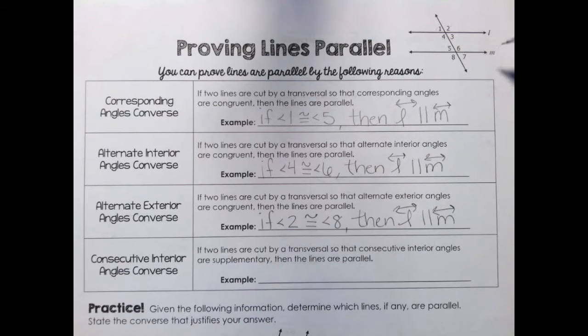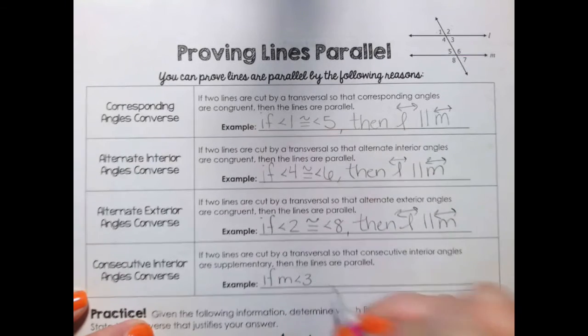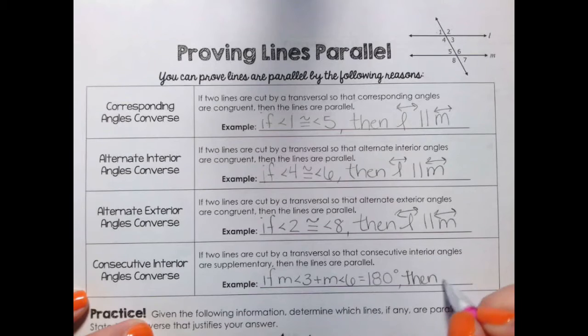So when I look at my picture up here, consecutive means it's going to be on the same side of my transversal, interior means inside those 2 lines. So looking here, I have 2 pairs of consecutive interior angles. I have angles 4 and 5 and angles 3 and 6. So for our example, if the measure of angle 3 plus the measure of angle 6 equals 180 degrees, then we know line L will be parallel to line M.